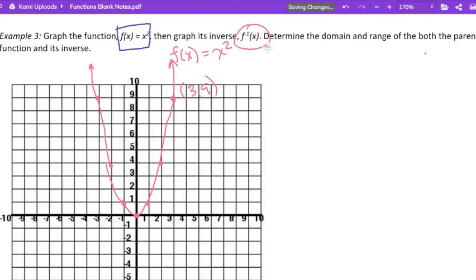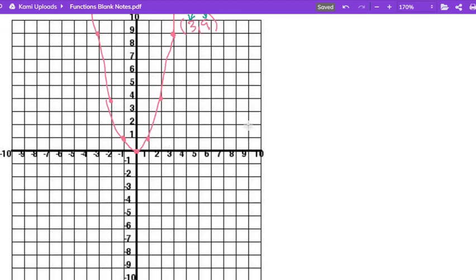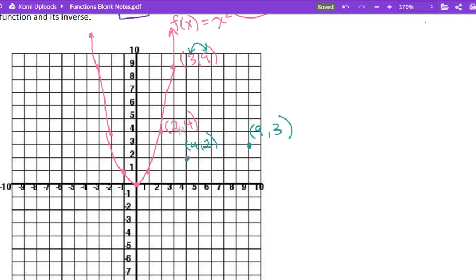The easiest way to do that is to take the coordinates of these points and swap them. So if I swap 3 and 9, I get (9, 3). That means x is 9, y is 3. Let's find another point. This point is (2, 4), so the inverse of that is (4, 2). Oops, that's supposed to be green. Go ahead and graph the inverse of this quadratic function by swapping the points.